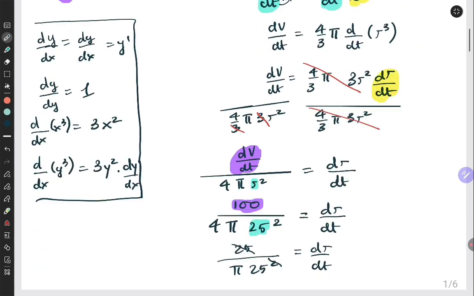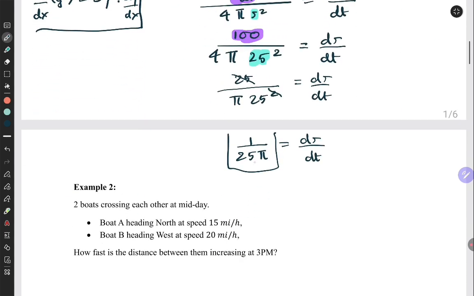All right. So we have the answer right there. Now, help me use a calculator. Give me a decimal number. How much is 1 over 25 pi? 1 divided by 25 pi. 25 times 3.14 is 75, 76 something. 1 divided by 76 something, right? 0.013. Around there.